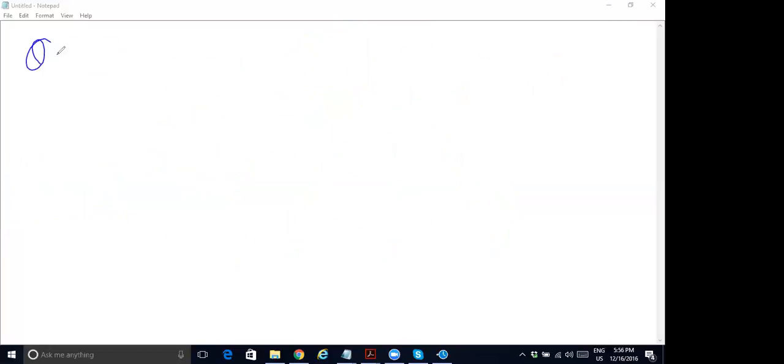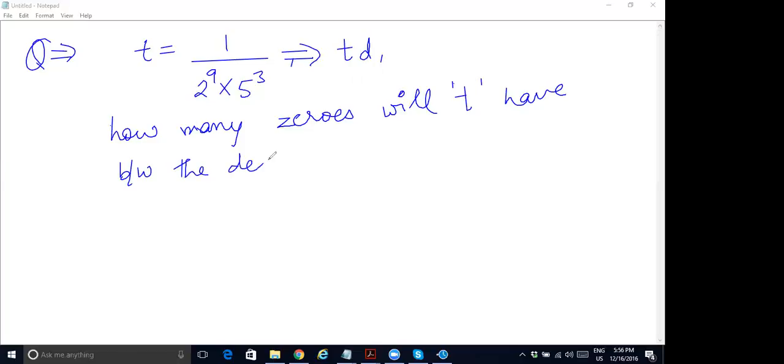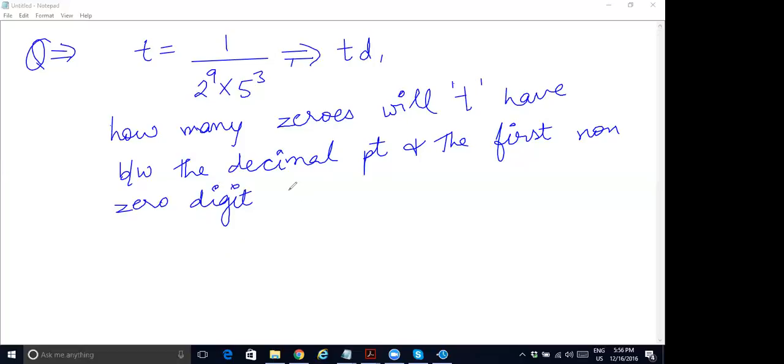Yeah. You can try this question. If t is equal to 1/2 to the 9 times 5 to the 3 is converted into a terminating decimal, then how many zeros will t have between the decimal point and the first non-zero digit to the right of the decimal point?